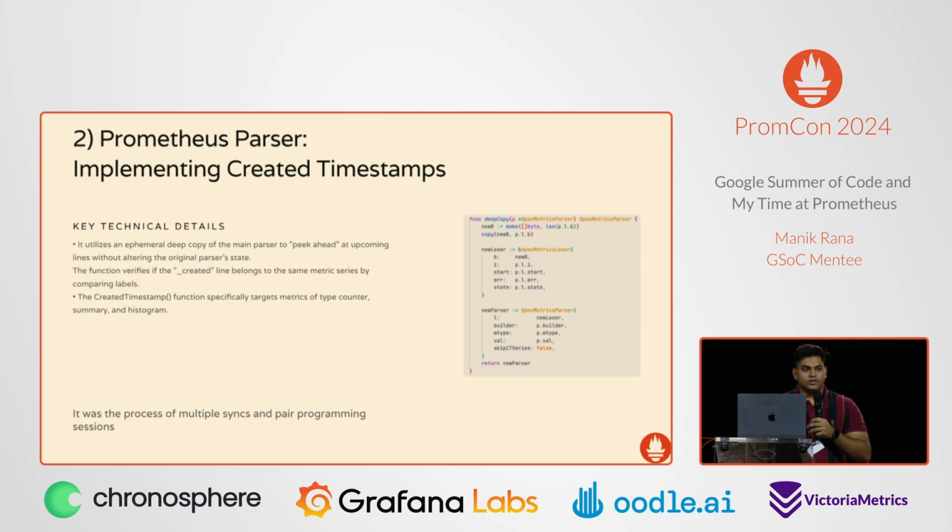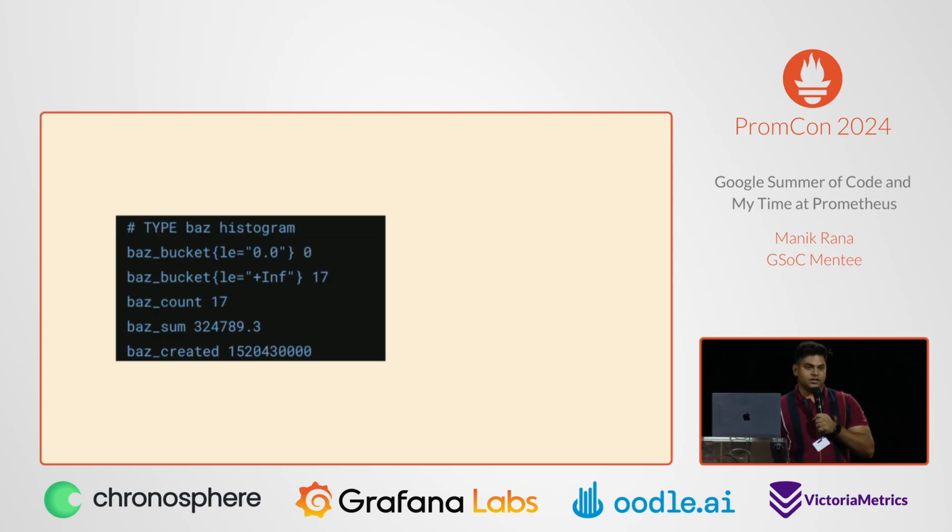The solution we chose, and thought was a good idea, was to create a deep copy of our parser and have it peek into the upcoming lines so that we could find CT. Why did we do this? Because this is what it could look like. For example, the parser could be on the second line here, which is baz_bucket, and it has to look for the created line, which is at the very bottom. So we thought, okay, we could try and create a copy of our parser and have it skip all the way until it finds created or fails.